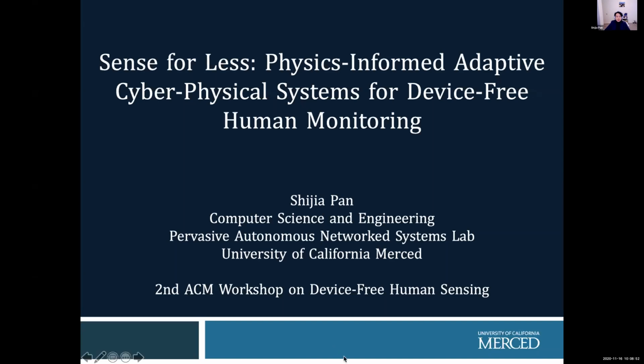So the work I want to introduce today, I'd like to summarize as Sense for Less, where we utilize physical knowledge to adapt the cyber-physical sensing systems and reduce the resources required for human sensing.